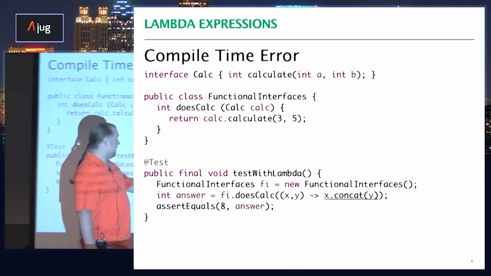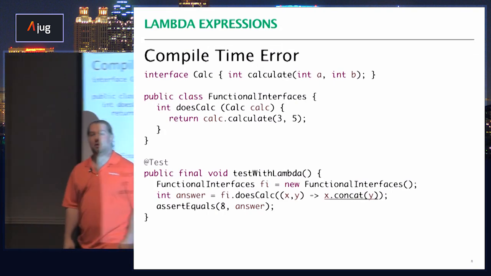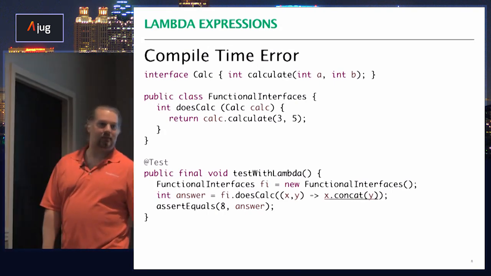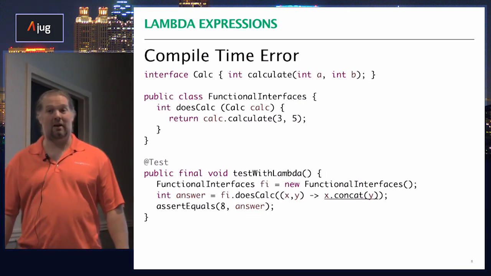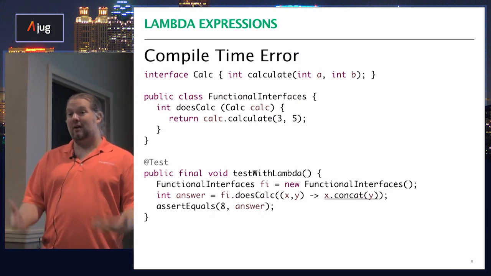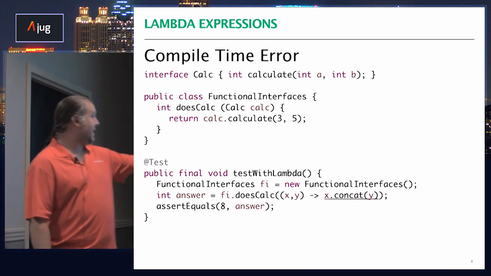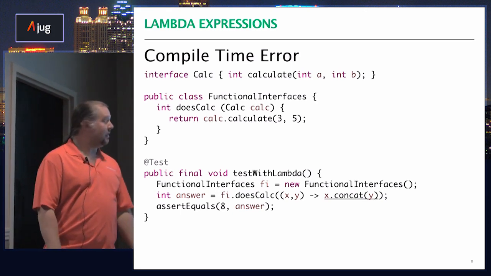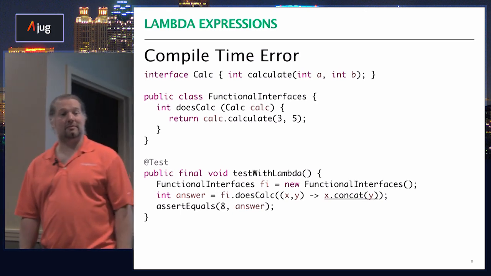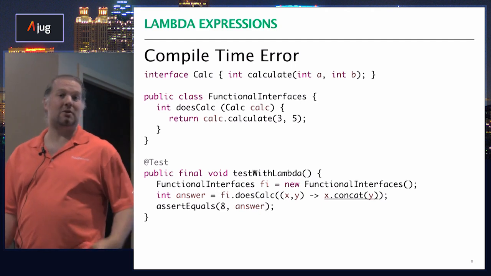So here I've said, here's my x and y, and call concat from x to y, the compiler will catch that and won't let you. Because it's figured out that calc takes a functional interface, and this doesn't match that functional interface.